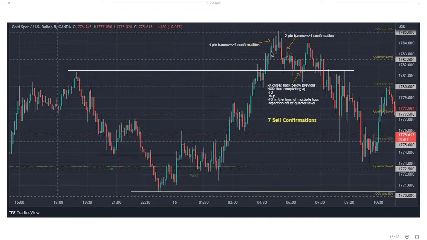Now, how I do my price action analysis, every 2 pin hammers is equivalent to 1 confirmation. And here we see we have 4 pin hammers, therefore it's 2 confirmations, and we have 2 more pin hammers here, that's 1 more confirmation. So in total, we have 7 confirmations. This is how I approach my price analysis, and take from that what you will, folks. I'm simply sharing how I take my trades.